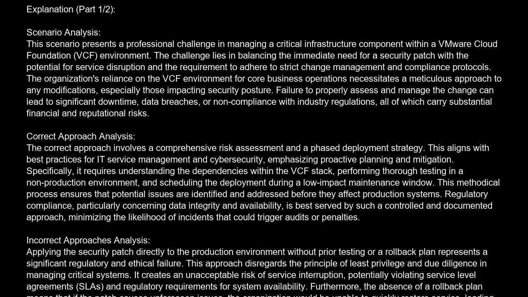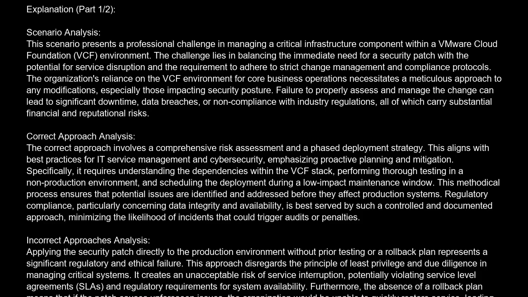Explanation. Scenario analysis. This scenario presents a professional challenge in managing a critical infrastructure component within a VMware Cloud Foundation (VCF) environment. The challenge lies in balancing the immediate need for a security patch with the potential for service disruption, and the requirement to adhere to strict change management and compliance protocols.